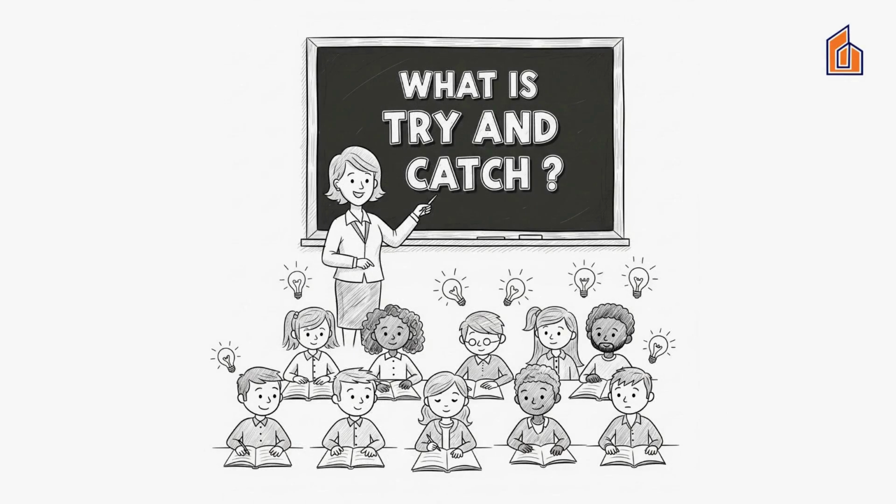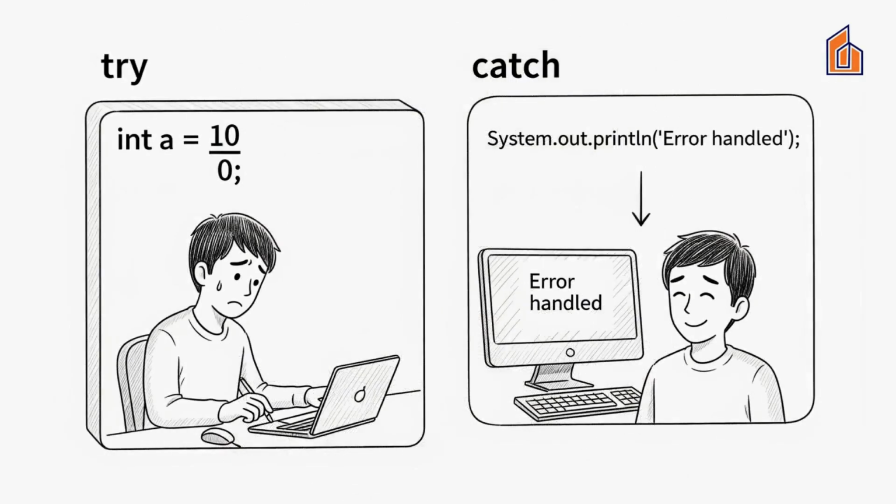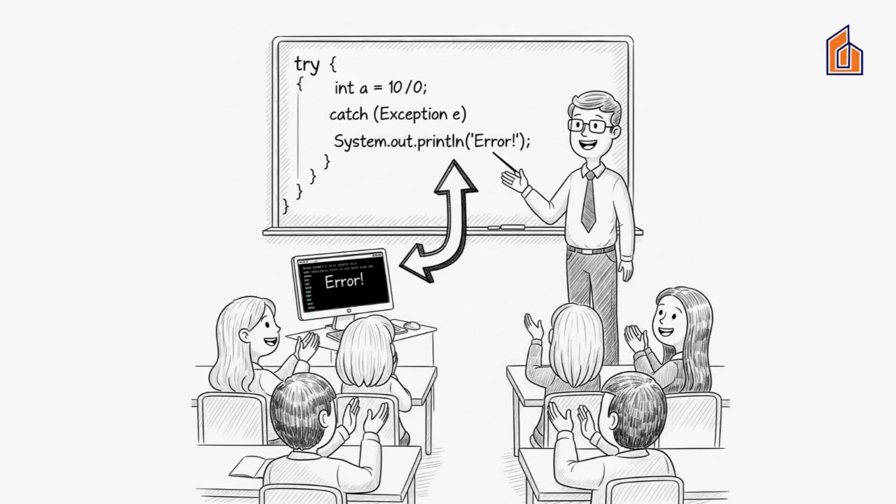Now, what is try and catch? A try block contains the code that may cause an exception. The catch block handles the exception if it occurs. Now, let's see an example for it.